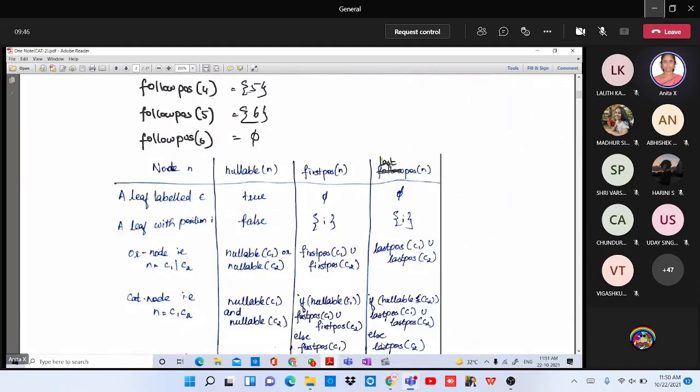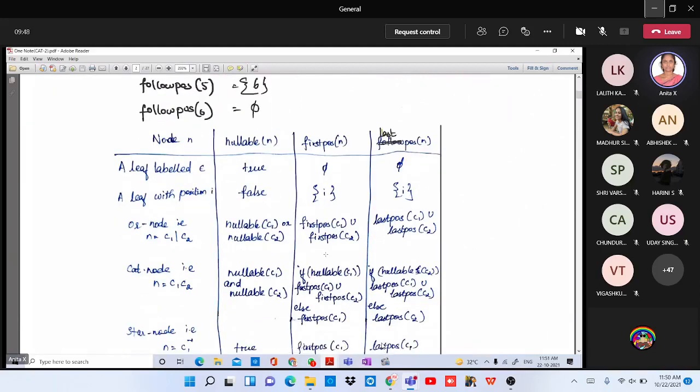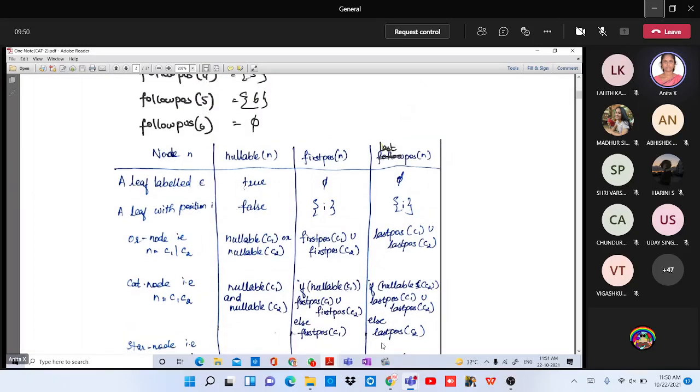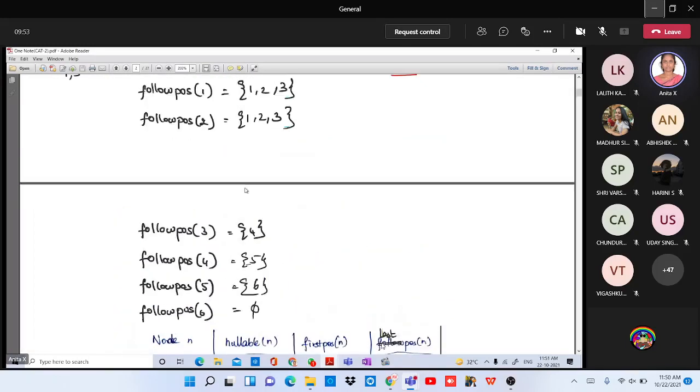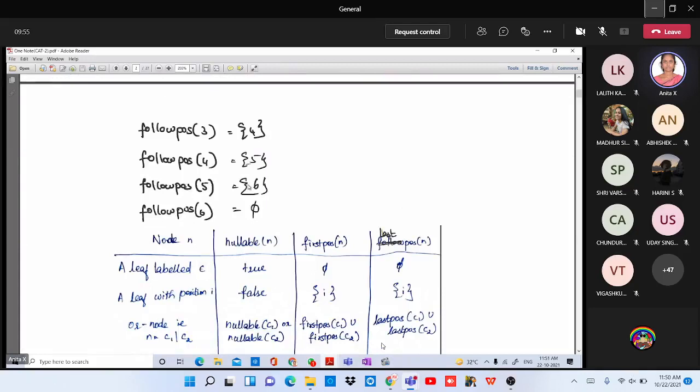I hope that is loading. Yes, we have to make use of this table. In the case of nullable, if it is a non-epsilon leaf node, then it is going to be false. The thing is that you may get an expression where one of the nodes is epsilon, that is, epsilon or a. If the regular expression is like that, then in that case the leaf node will have epsilon.